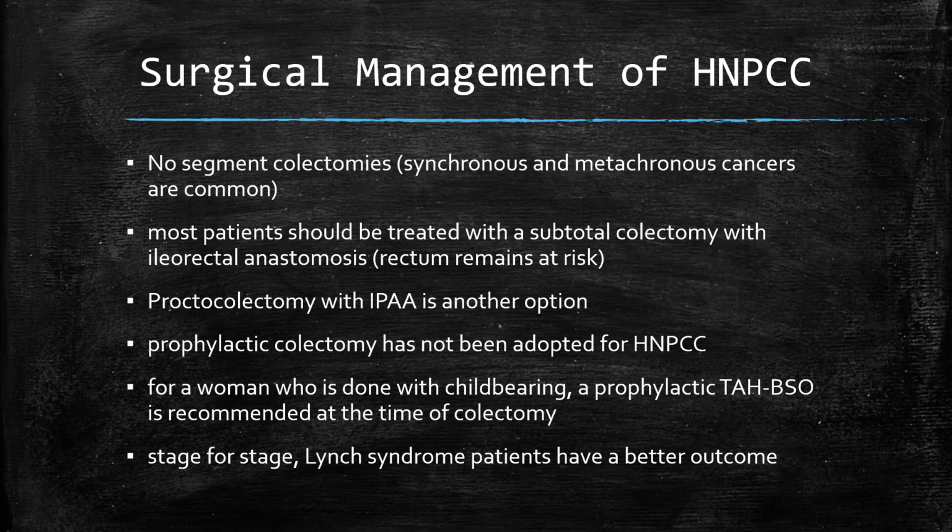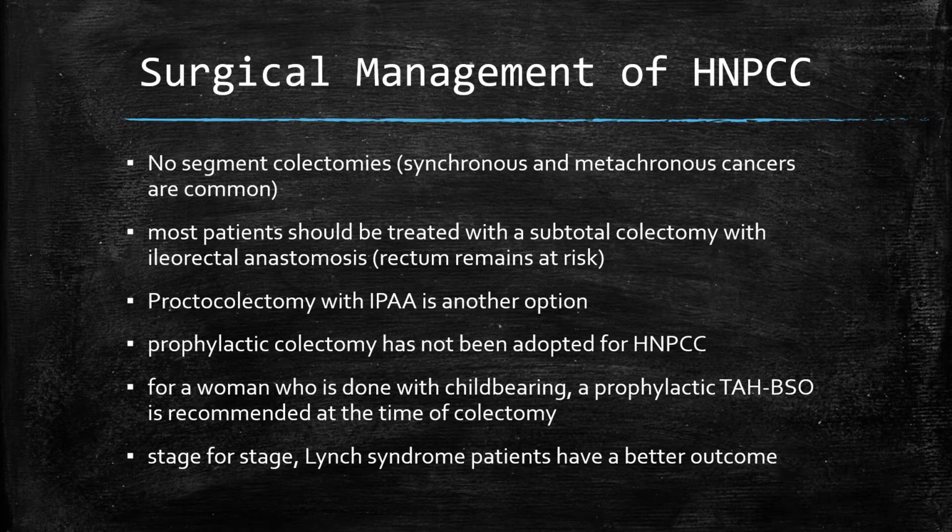It might seem like a total proctocolectomy with an ileal pouch anal anastomosis is the right choice. And this is certainly an option for any one of these patients. But interestingly, it is rarely the option chosen. Most patients with Lynch syndrome undergo a subtotal colectomy with an ileorectal anastomosis. Of course, this leaves the rectum in place, and that rectum is at risk for developing a cancer.